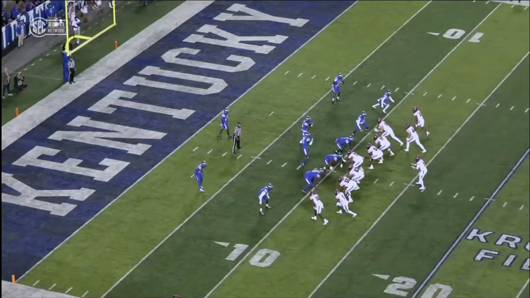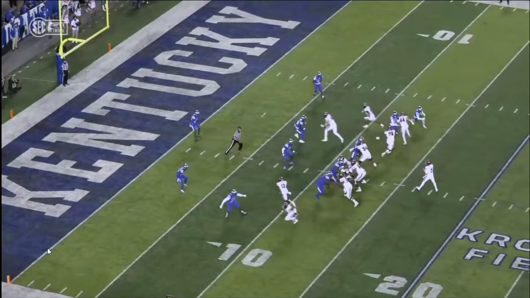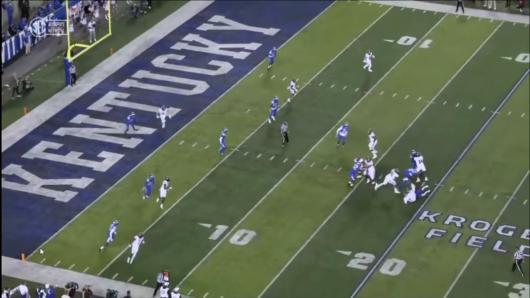Alright guys, hey, we're going to talk about a couple plays here. I'm going to go ahead and let this run while I'm talking. This is the first play.